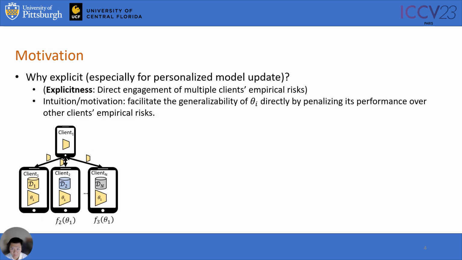Why do we care about the explicitness, especially for personalized model update? The intuition is that we'd like to facilitate the generalizability of personalized models directly by penalizing its performance over other clients' empirical risks, like the F2 of theta 1 and F3 of theta 1 in the following figure.